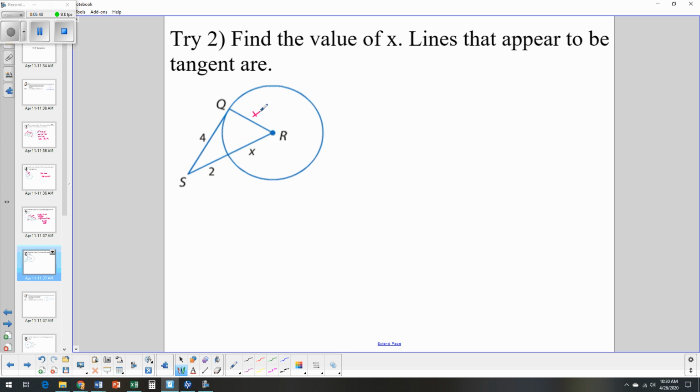All right, we should have put an x there and made this entire side x plus 2 or 2 plus x. And if we did all our work right, we would have gotten x is 3.